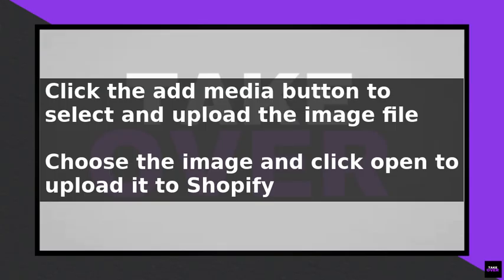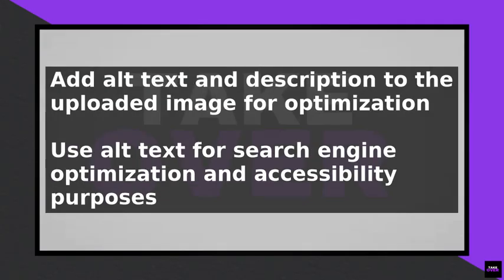Once the image is uploaded, you can add alt text and a description to the image. Alt text is important for search engine optimization and accessibility, as it provides a text description of the image for customers who are using screen readers. The description field can be used to add additional information about the image, such as the product name or a brief description. After adding the image, you can adjust the image settings.